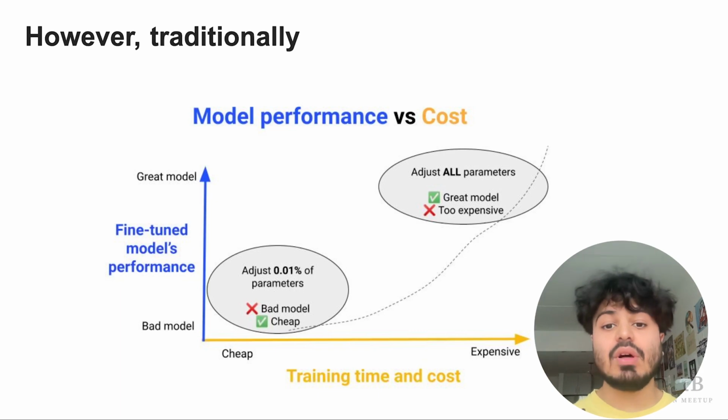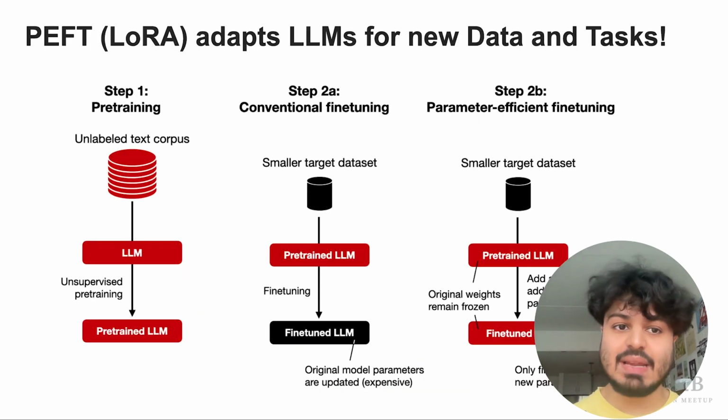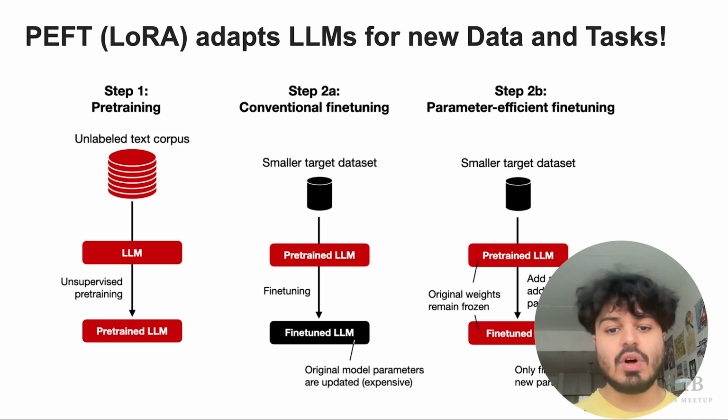However, in the scale of these large language models, a lot of research has been done on the concept of parameter efficient fine-tuning, with techniques such as low rank adaptation, or LoRA. And these involve selecting a very specific subset of parameters within our model and choosing to fine-tune on that.